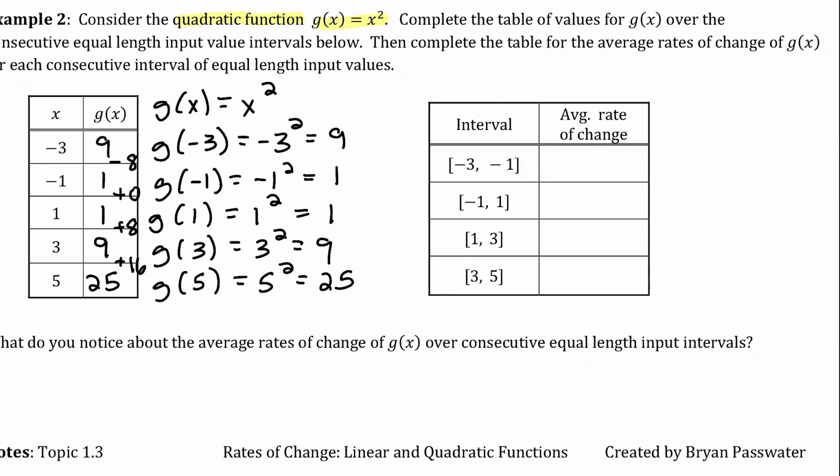Now they want me to find over these intervals what the average rate of change is. So I'm going to take these points. I'm going to start with negative 3 and negative 1. So between negative 3 and negative 1, I'm doing 9 minus 1, the y's. And I want to subtract the x's. So be careful because this is like a negative 3 on the bottom. Again, that makes this a plus. Negative 1 plus 3. Really like a 2. 8 divided by 2 is 4.